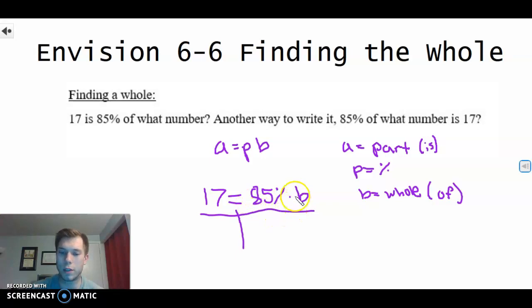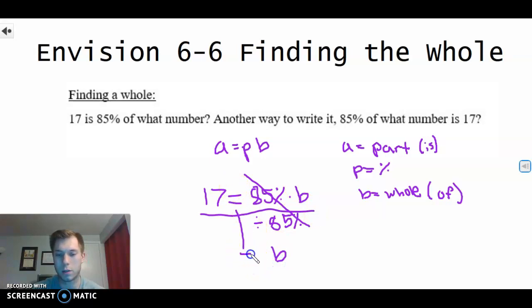So we have to get rid of this 85% times b and get this 85% away so that the variable is by itself. Well, how are we going to do that? In order to do this, we are going to have to do the inverse operation of multiplication, which is division, and divide it by this 85%. When we do that, okay, it gets rid of the 85% on this side of the equation. Okay, 85% divided by 85%, that's just 1. So we're left with 1b, or just, in this case, b.